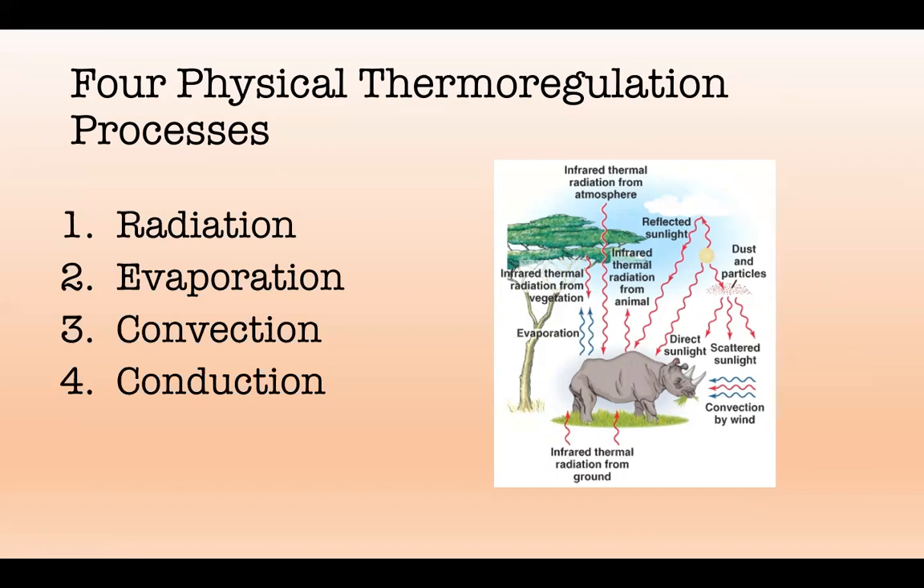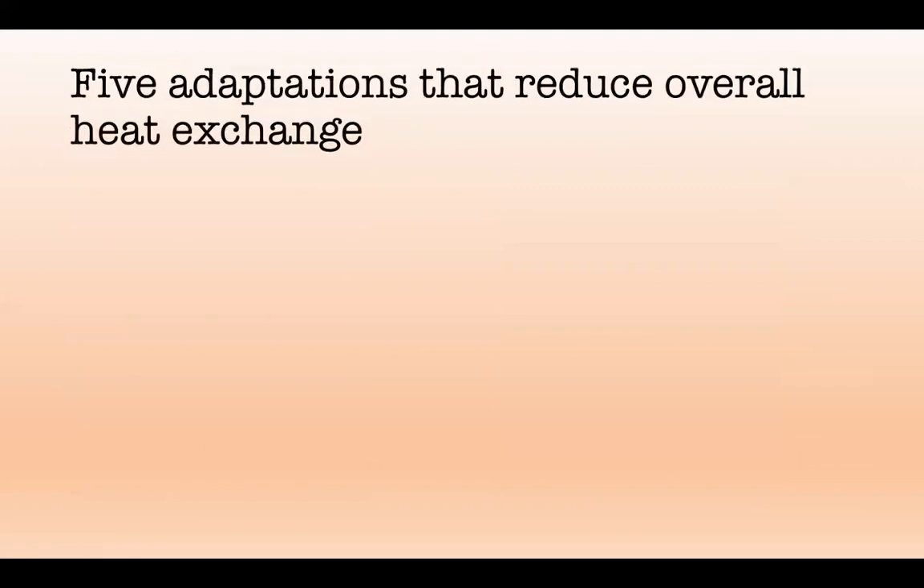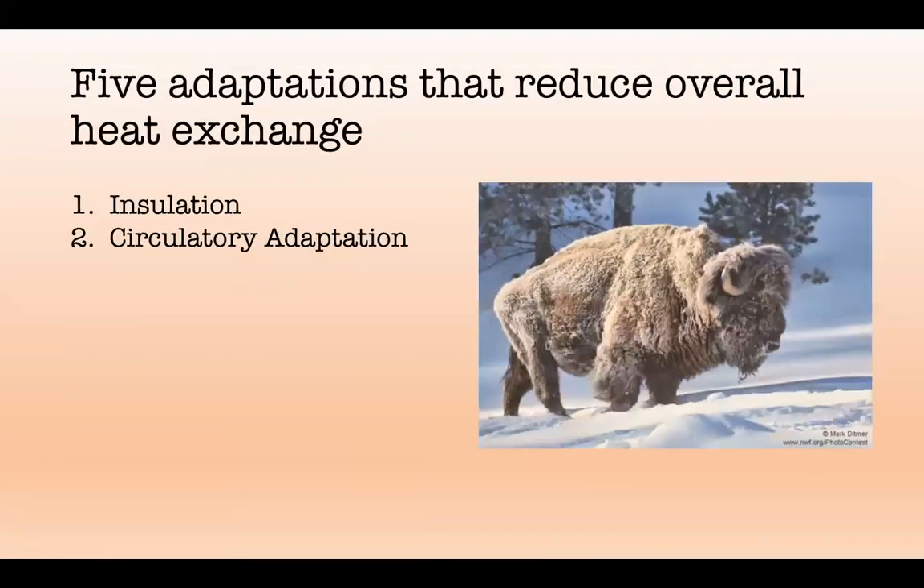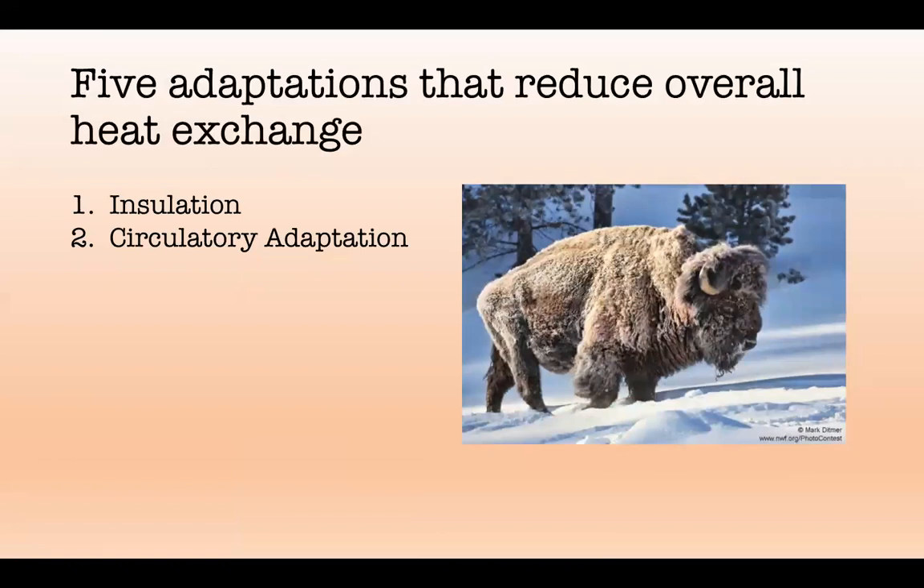All of these processes can be identified in the picture to the right, so I challenge you to pause the video and point them out before you continue. There are 5 adaptations that reduce overall heat exchange. Number 1 is insulation. This is accomplished through tissue or skin, fur, feather, or blubber layers that prevent heat transfer or make heat transfer inefficient.